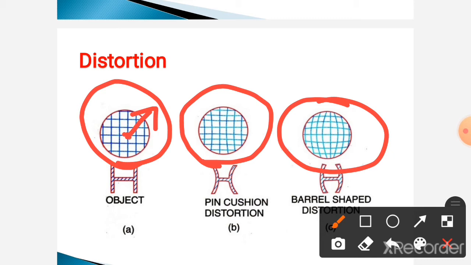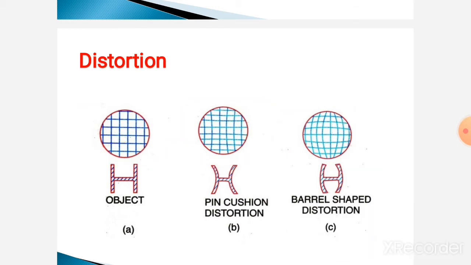In this case, away from the axis, the magnification is decreased. In this case, magnification is increased. That is, image distance by object distance is decreased in this case, and in this case image distance by object distance is increased. The decreased case is barrel shaped distortion.